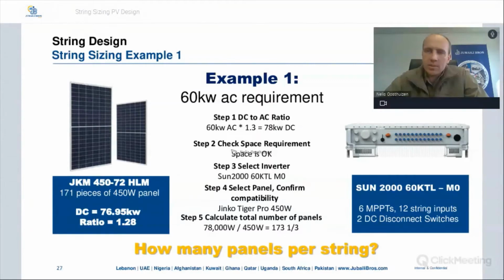Your second step would be to check your space constraints to see, do you have enough space to install 78 kilowatts of DC. In this scenario, we selected it to be okay. Step 3 was we select the inverter. The inverter was a 60 kTL or 60 kilowatt. Step 4, we select the panel and confirm compatibility. In this scenario, a Jinko Tiger Pro 450 watt was used.